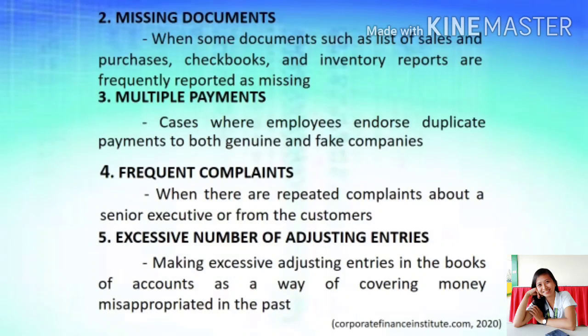Fifth, excessive number of adjusting entries. Making excessive adjustments without particular reasons points to cases of employee fraud with the intention of hiding certain transactions. Adjusting entries should be accompanied by corresponding notes explaining the reasons for the adjustments.